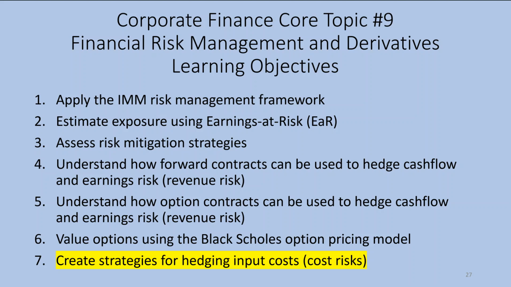Corporate Finance Core, Topic 9, Financial Risk Management and Derivatives. Learning objective number 7. We're going to create strategies for hedging input costs.